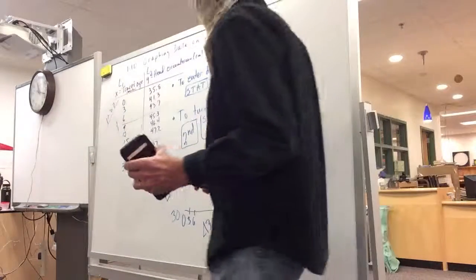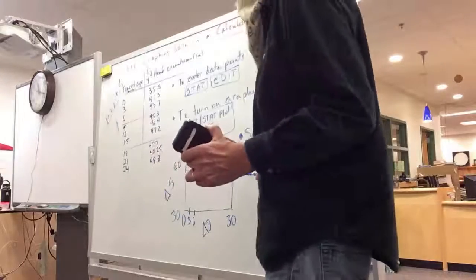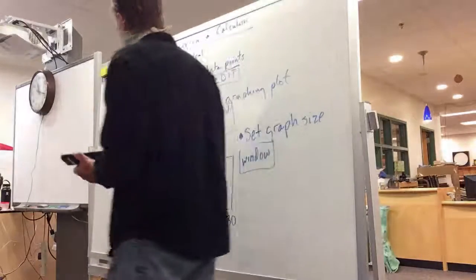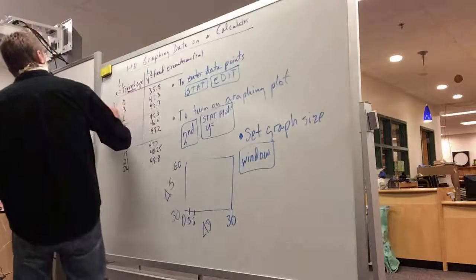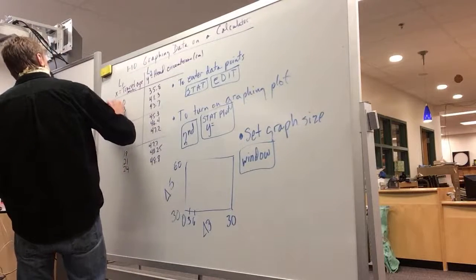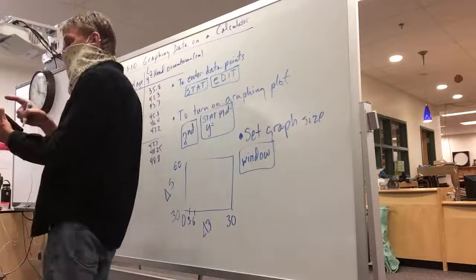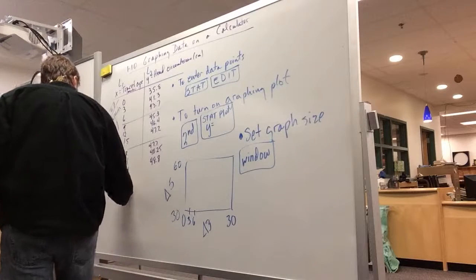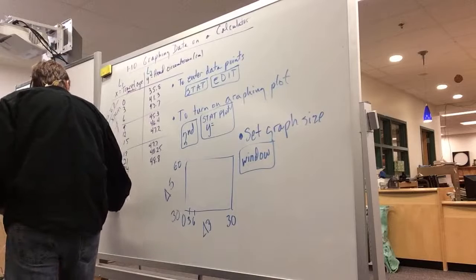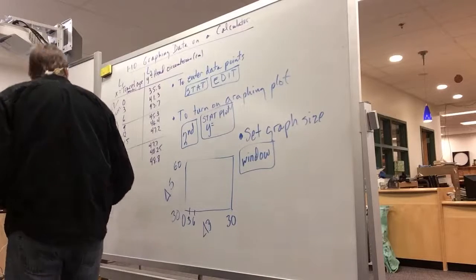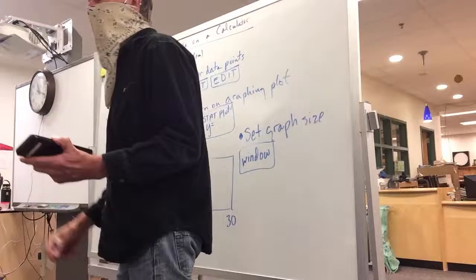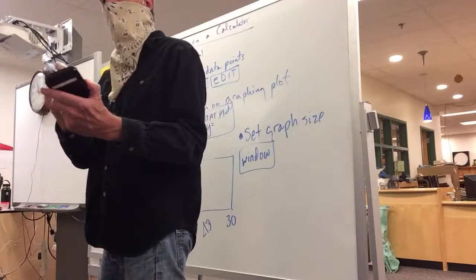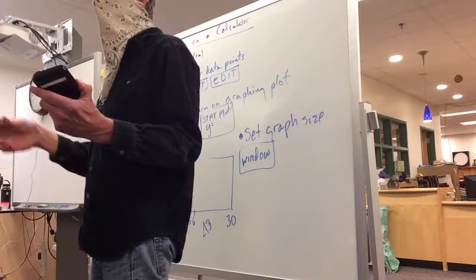Okay, so you just go to window, and we're going to do an X minimum of 0. You just move your arrow down and type 0, and then we're going to do a max of 30. You can just overwrite. Just have it highlighted, type what you want, and hit enter.